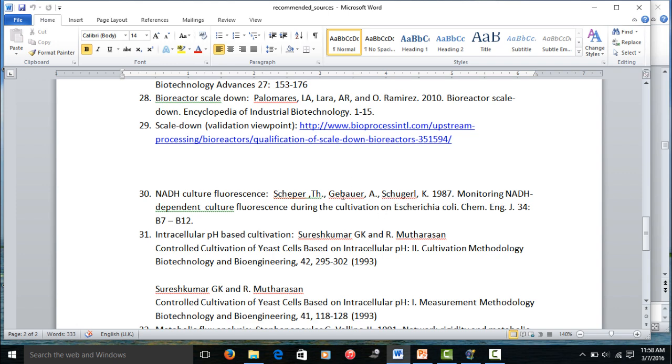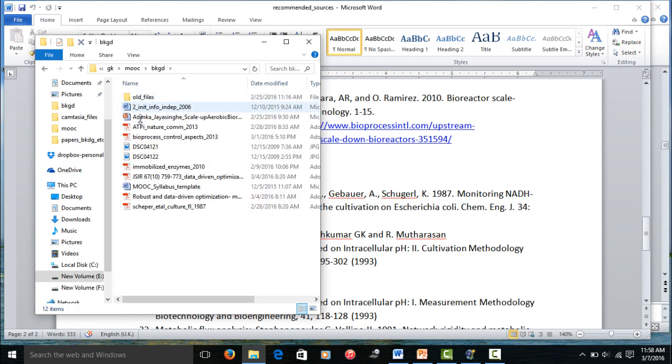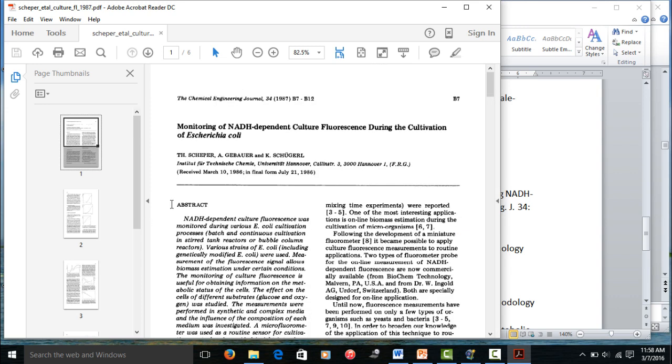This is something that gives you some relationship to the culture energy status. Let me, I do have a paper here. Yes. Let me briefly tell you how this is done with NADH status.